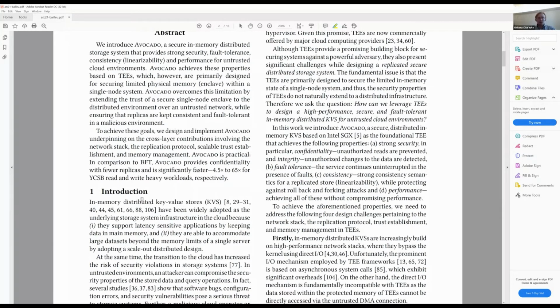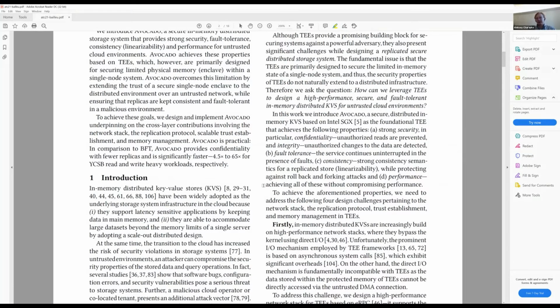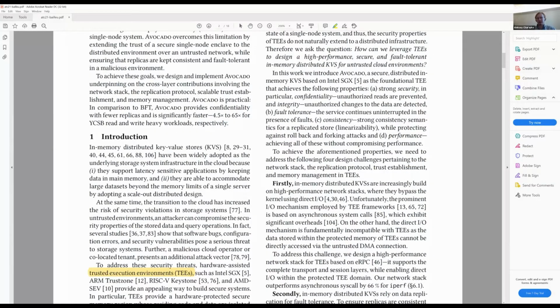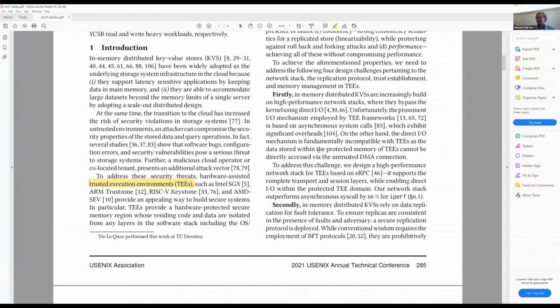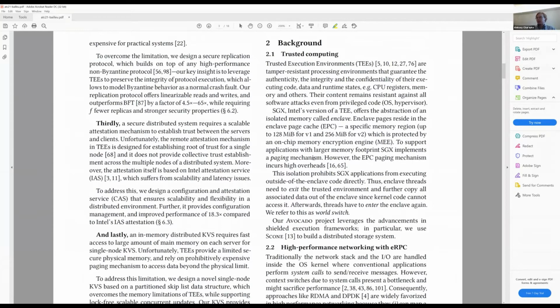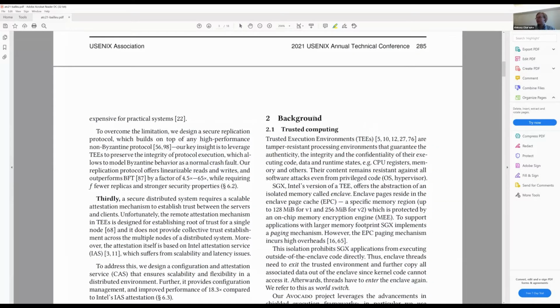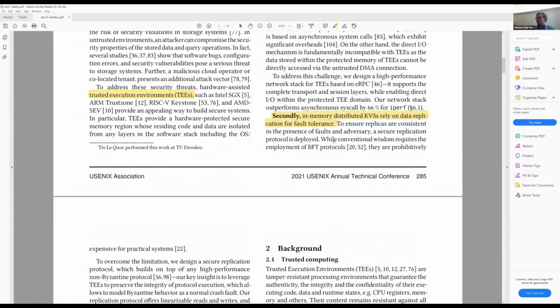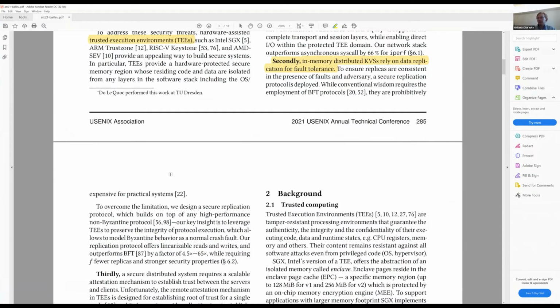Another problem with these enclaves is they're meant for local execution, right? They're meant for one machine only. So how do you build a replicated system that runs on this trusted execution environment? Replication for fault tolerance, consistent, all of that stuff, that's what they need.